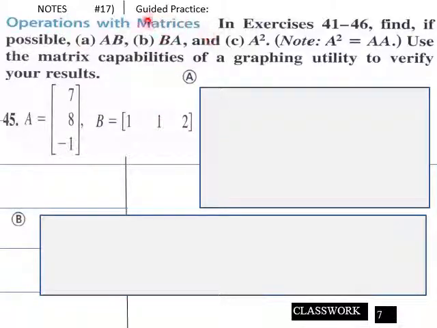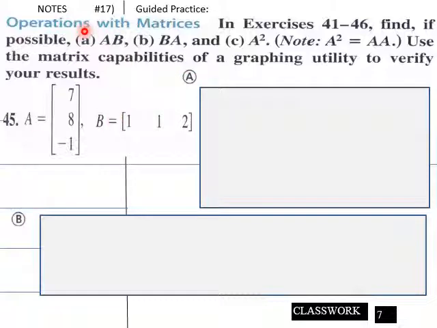Okay, so in our next guided practice here, number 17, if possible, find AB, A times B, and B times A, and then C will be A squared, square A here, and then use your graphing calculator to verify your results.